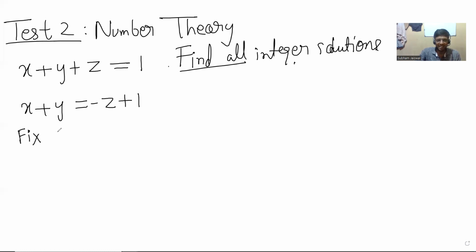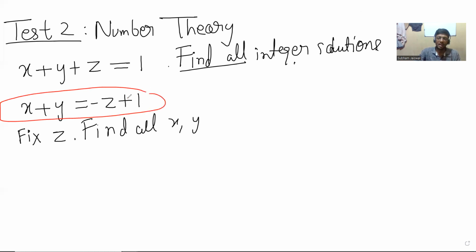So fix z and now find all solutions. Find all x and y which satisfy this. Now I'm not writing z equal to 2, but I want you to be able to assume that z is fixed and work in that way, and tell me solutions of x and y. So imagine z is just fixed. 1 minus z is just a number, just some r. Just a fixed r.